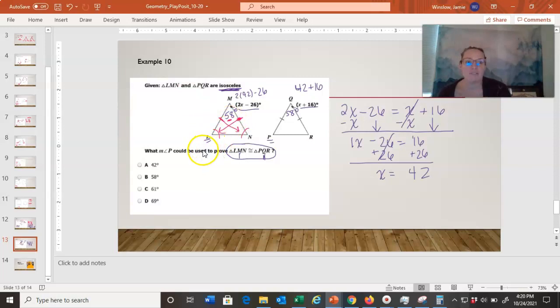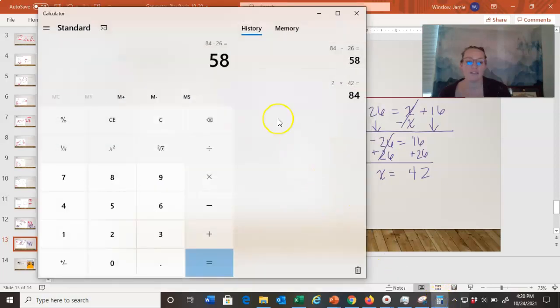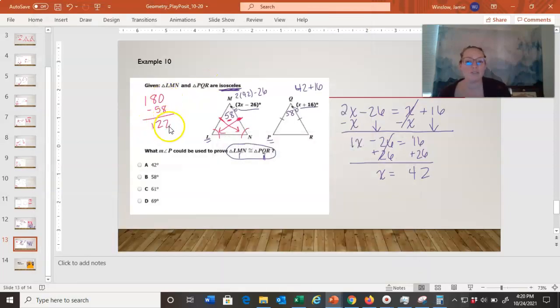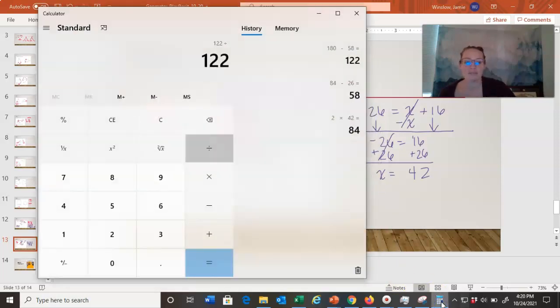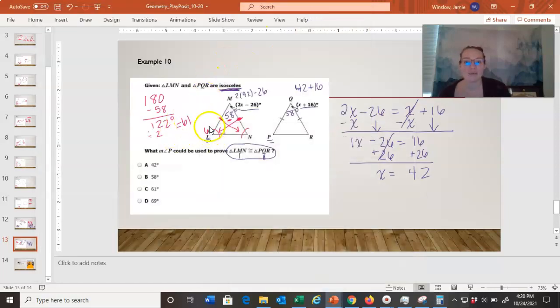How many degrees are left to fill this triangle? We know there's a total of 180, right? Let's take away the 58 and see how much is left. 180 minus 58, 122 degrees. So we have 122 degrees left to fill these two angles. And since they must be the same, all we're going to do is divide this by 2. That's 61, pretty sure. Yeah. So each of these angles must be 61 degrees.